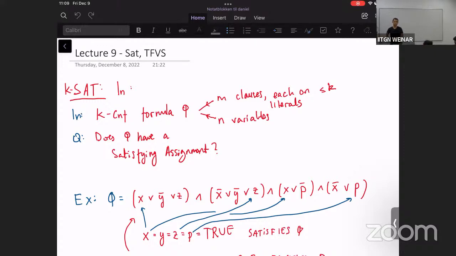All right. So in the k-SAT problem, you're given a formula phi in k conjunctive normal form, or k-CNF, which means that the formula consists of m clauses, each one on at most k literals. Every literal is a variable or its negation. And there are n variables, and the task is to figure out whether the formula phi has a satisfying assignment.